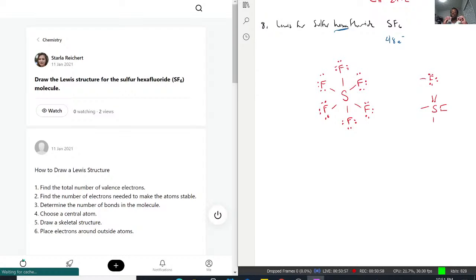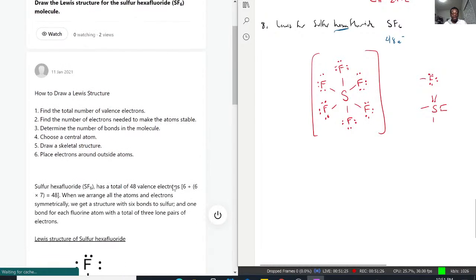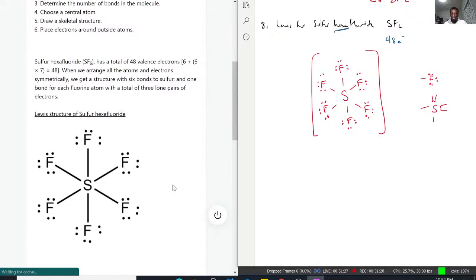Now let's confirm that we have the right amount of electrons. For every fluorine, there are 3 lone pairs, and because there are 6 fluorines, we have 18 lone pairs, and we have 6 bonds. So in total, we have 24 electron groups, which are electron pairs. So 24 times 2, we do indeed account for 48 electrons. So this would be the Lewis structure for sulfur hexafluoride. And there you have it. Voila.